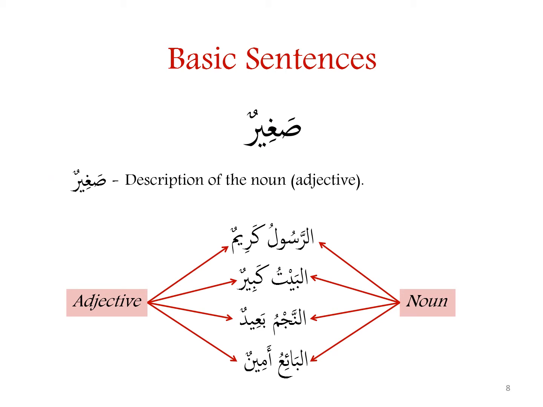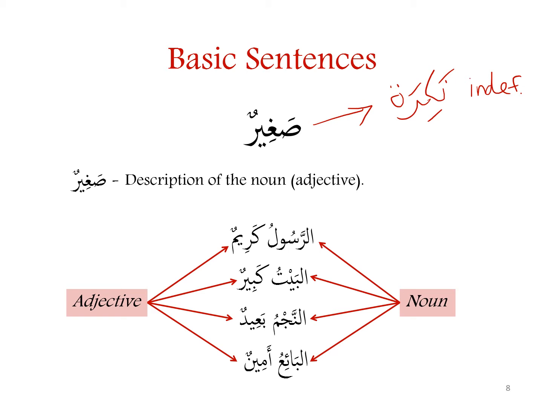So here's another word, saghirun. Saghir means small or little. So we should know that that's an adjective or a sifa. Analyzing this word, it is nakira, or indefinite. So this word can be used to describe some definite nouns and make full sentences.